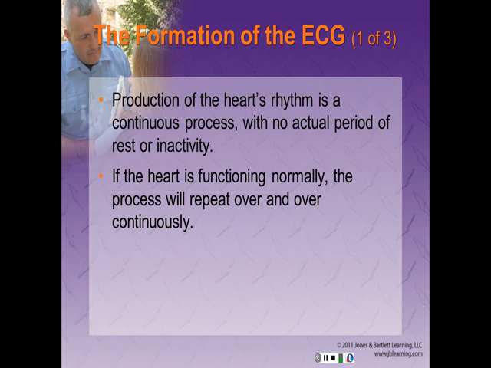Production of the heart's rhythm is a continuous process with no actual period of rest or inactivity. The process works as follows. The baseline is a period where the majority of the cardiac muscle is at rest. The SA node produces an electrical impulse that is conducted through the internodal pathways and into the atrial cardiac muscle cells, resulting in atrial depolarization. The impulse then passes through the AV node.